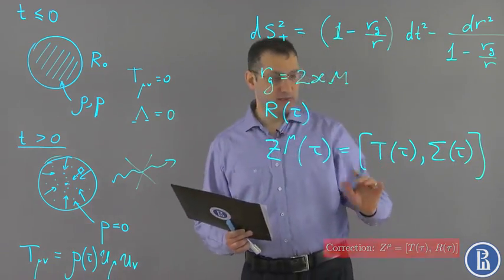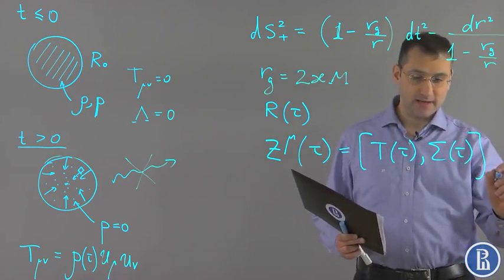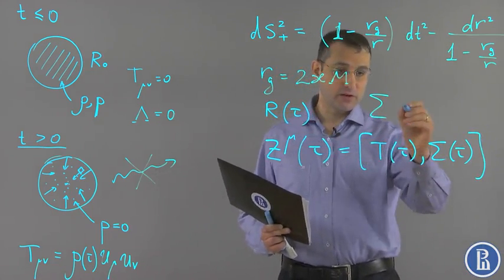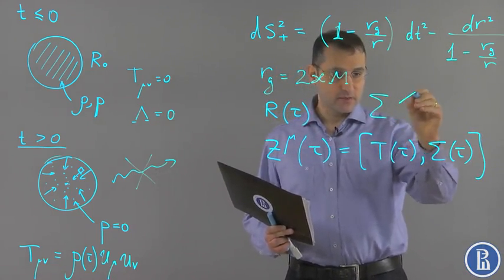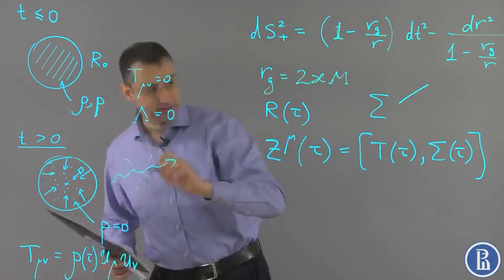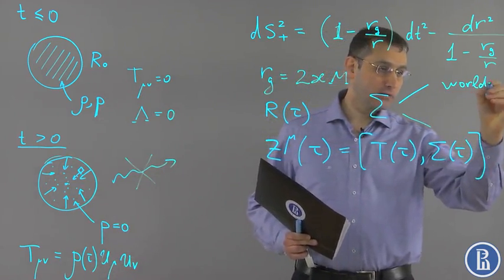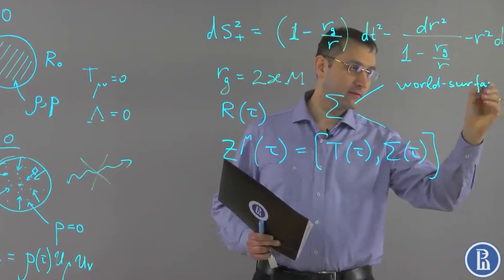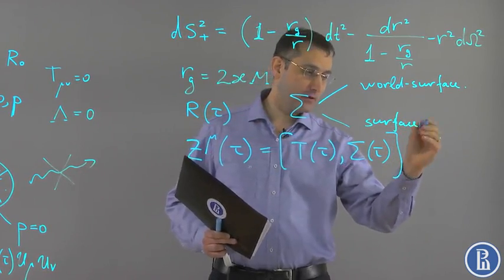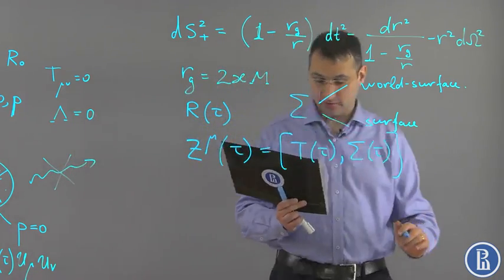And we should stress that throughout this lecture we denote by the same sigma two different things: both the world surface and the surface of the ball at the same moment. I hope it will not cause confusion.